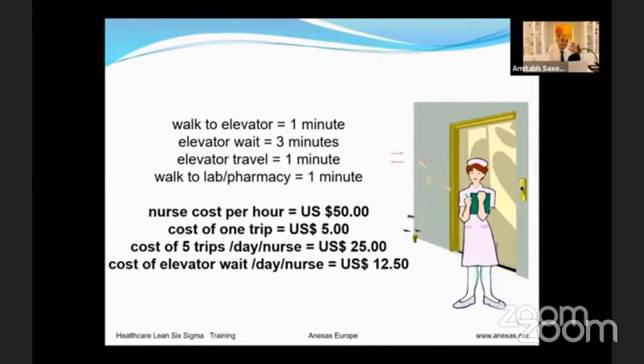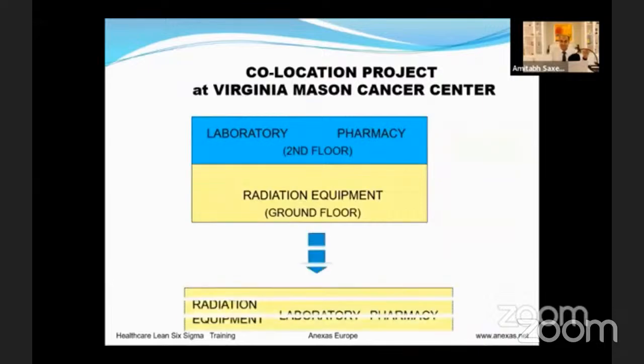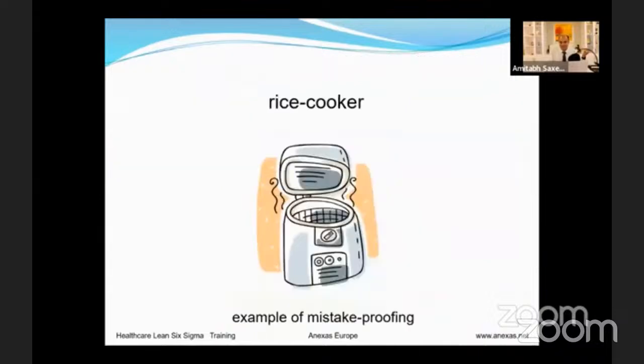So this kind of waste is present everywhere. So lab and pharmacy on second floor, radiation equipment on ground floor. Why can't we make them together? Interruptions in the exam room, like a phone call, is a waste.